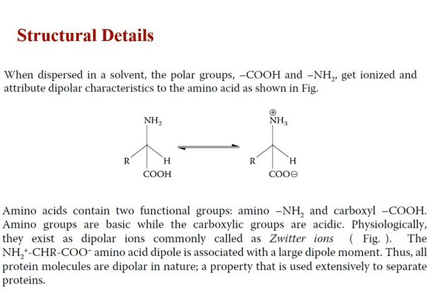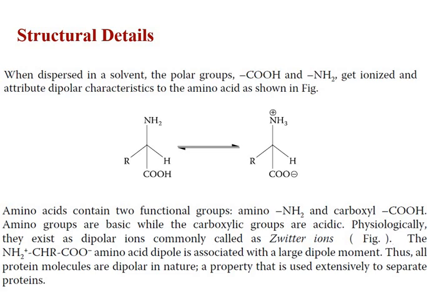You know that NH2 has a fundamental basic property associated with it. On the other hand, COOH is the carboxylic group, and it represents acidic behavior. So physiologically, when they exist in this dipolar form, they are commonly called Zwitter ions. This is the figure that represents these ions, right?